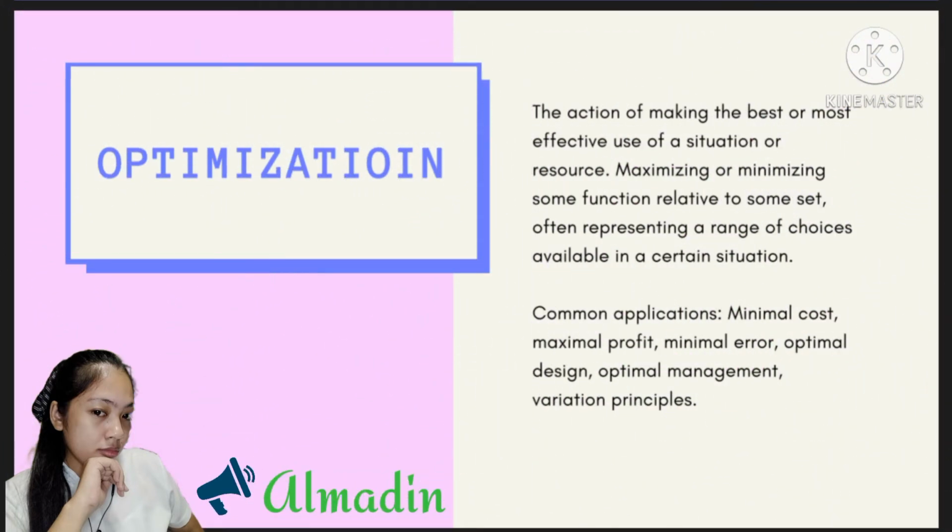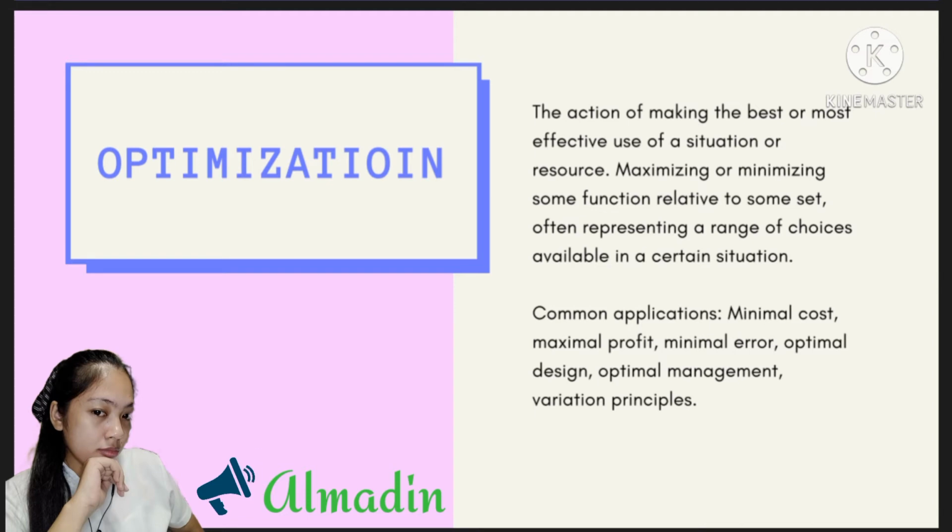Optimization is the action of making the best or most effective use of a situation or resource, maximizing or minimizing. It means that you are improving something, enhancing something, optimizing to make everything perfect. The common application of optimization is to have minimal cost but maximal profit and the like. Just how can you minimize the cost but still have a maximized profit?